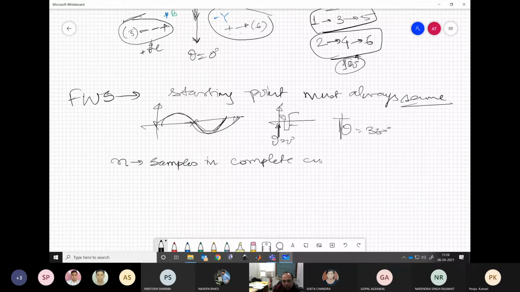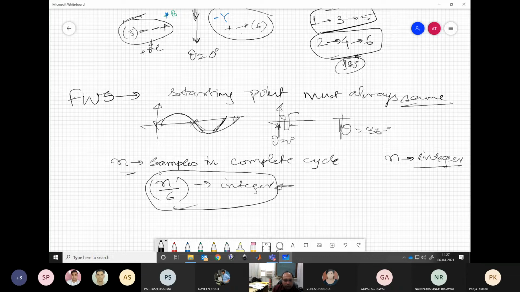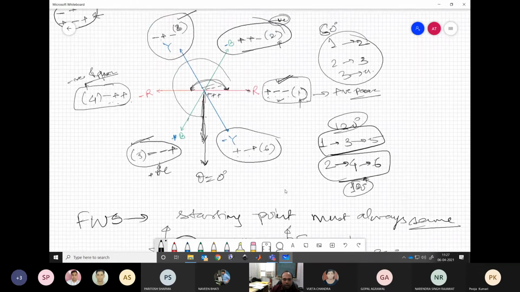So in a complete cycle, you must have N samples where N is any integer. I am not saying odd or even or whatever. And hence N by 6 must also be an integer. So if you maintain N by 6 as an integer, obviously N will be an integer. So you cannot say that your N is equal to 5. In every sector you must have an integral number of samples. So N by 6 must be an integer. Is that clear? Yes, sir.